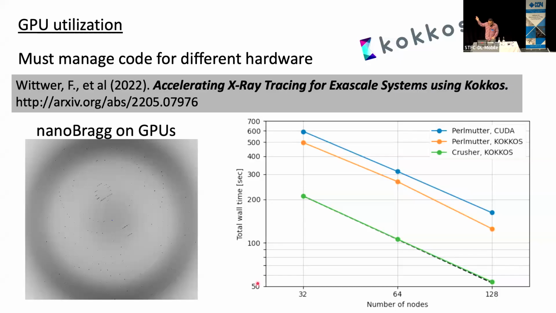There's an arXiv paper if you want to read about this that shows Kokkos, which is a single code for multiple architectures, how that can be used to simulate diffraction and how that scales on different systems, and it does well.